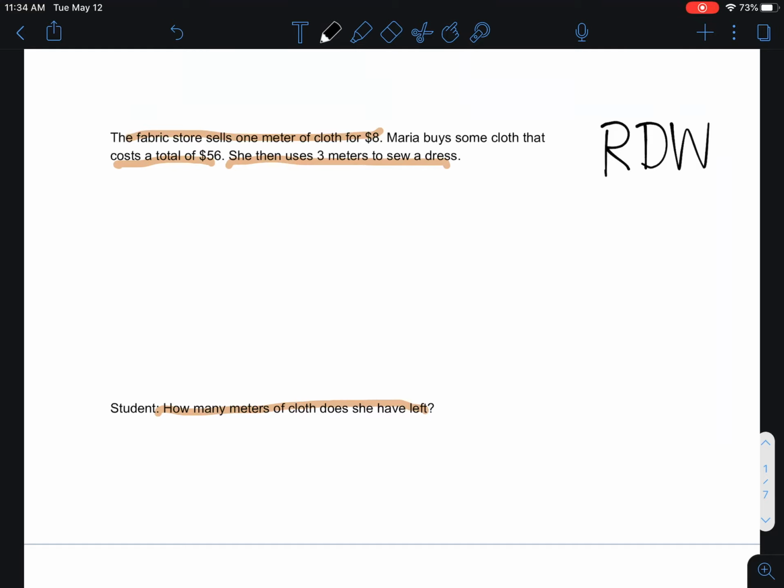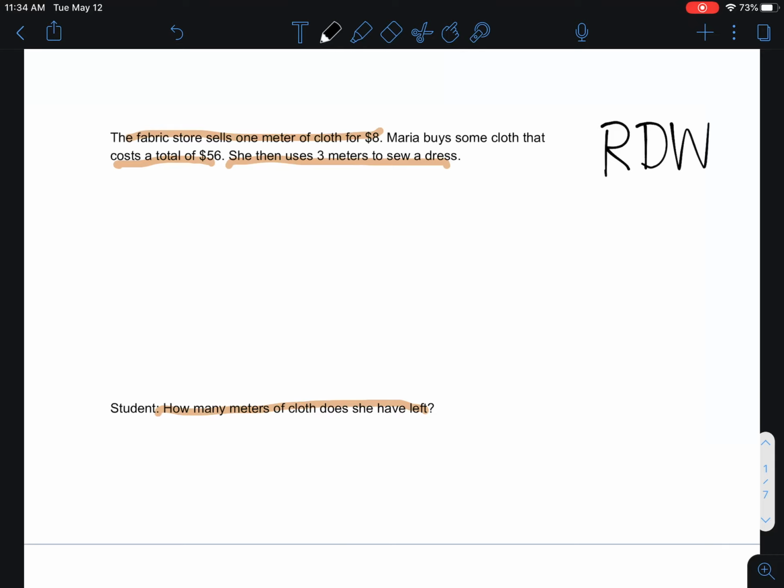So I see that we need to solve for 2 things. And let me tell you what they are. The first unknown is the total meters of cloth Maria buys. And there's something else too. We don't know how many meters of cloth Maria has left. I want you to think about why we need to know how many meters of cloth Maria buys.